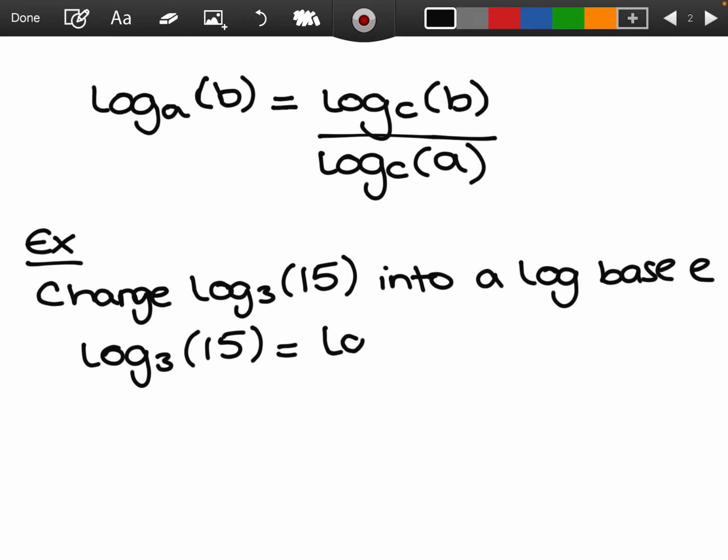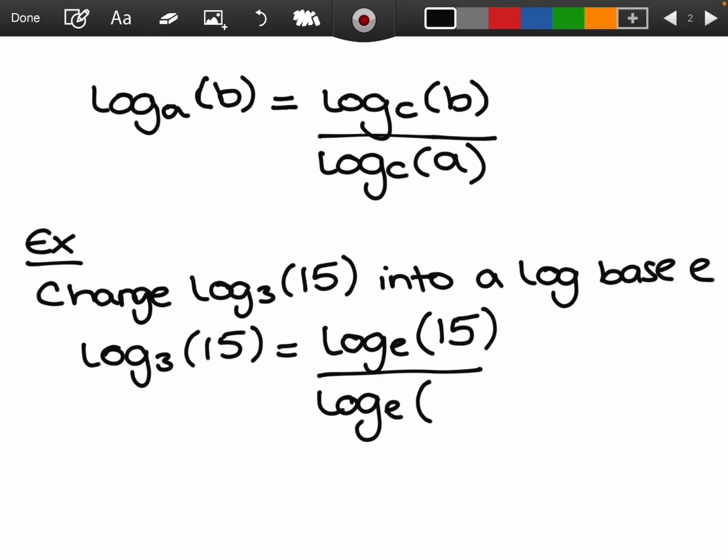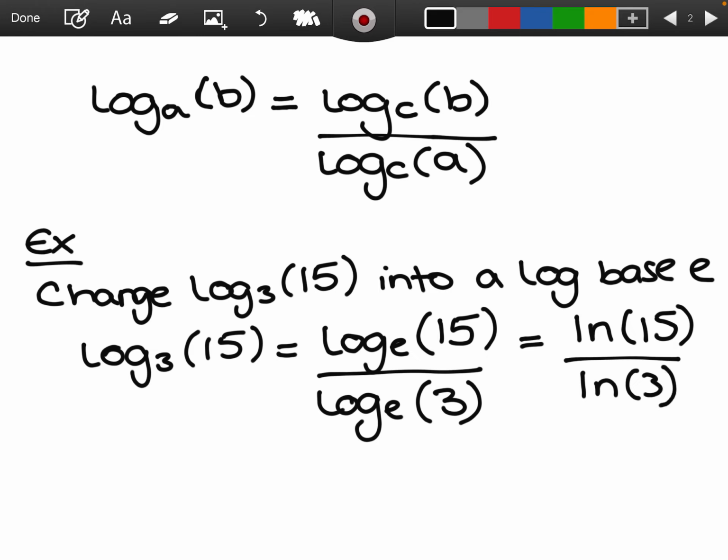So I'm going to have log base e of whatever b is, which is 15, that's our argument, over log base e of a, so whatever our base was in our original statement. Log base e, like we said, can be written as ln, so I can also write it like this. At that point, you can put it into your calculator if you want. You could also put the original one into your calculator, but like I said, we will come back to this later, and it will make some of our calculations a little easier.